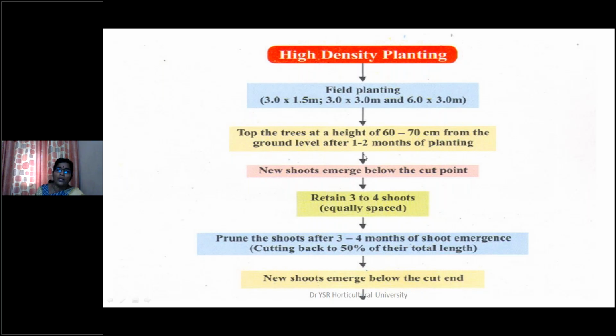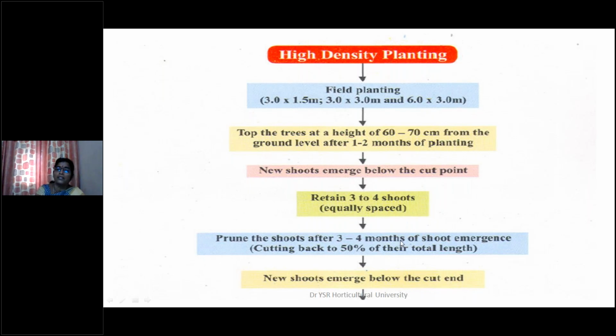After planting, you have to allow the plant to grow for 1 to 2 months. After 1 to 2 months of growth, the trees are topped at a height of 60 to 70 centimeters. By doing this, the new shoots will develop below the cut point. In those shoots also, we have to retain only 3 or 4 shoots which are equally spread in 4 directions. Then you have to allow these shoots, which are known as primary shoots, to grow for 3 to 4 months.